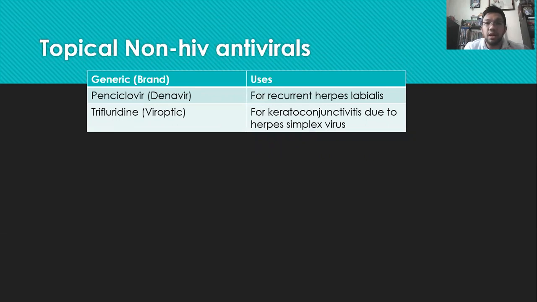Next, topical non-HIV antivirals. Penciclovir or Denavir, it's for recurrent herpes labialis. The virus for herpes labialis is also the same virus that is causing herpes genitalis, the STD. So for example, a person has done oral sex on a person who has herpes genitalis, that herpes infection can occur on the person's lips. So in order to treat that, this can be given.